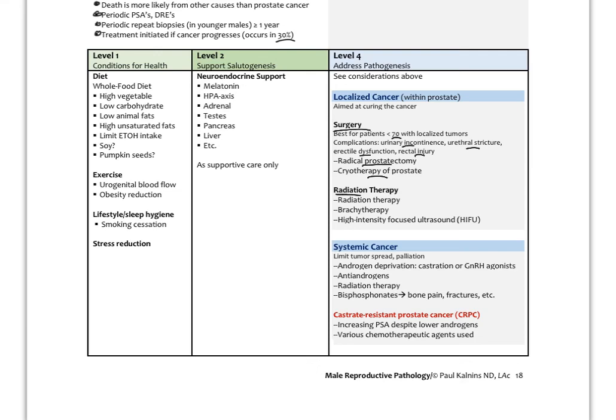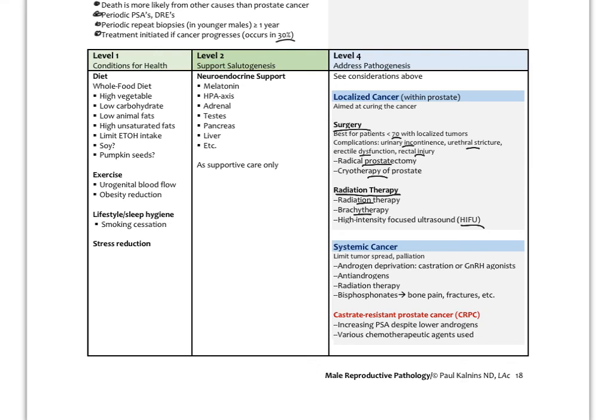Radiation therapy would be sometimes used in conjunction with that, and that would be direct radiation or brachytherapy, where they put radioactive pellets inside the prostate to destroy any remaining prostate tissue, and then high-intensity focused ultrasound, not as commonly used in the States, but it's kind of emerging as a potential treatment tool there for localized prostate cancer.